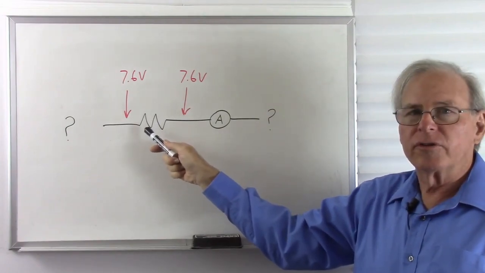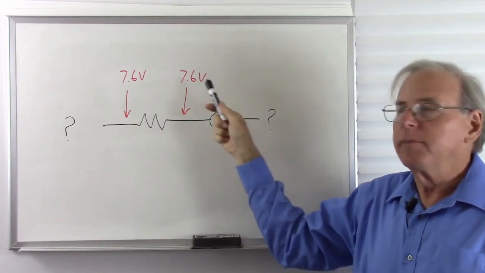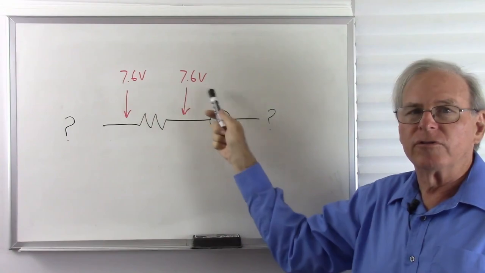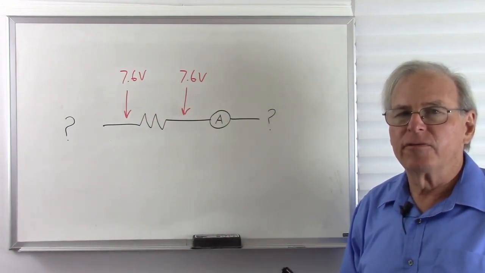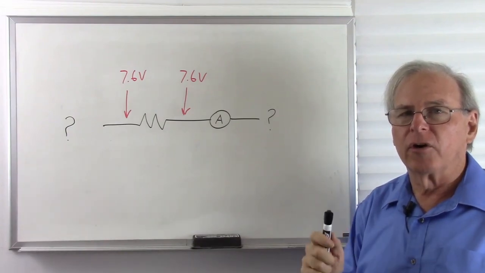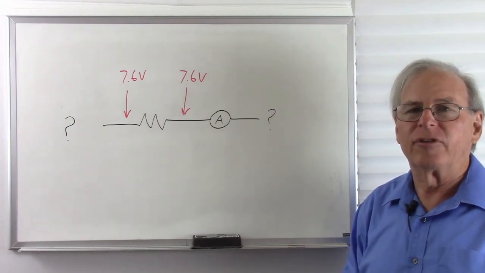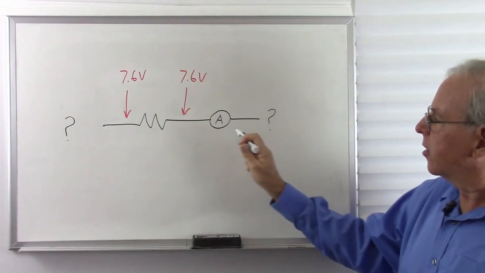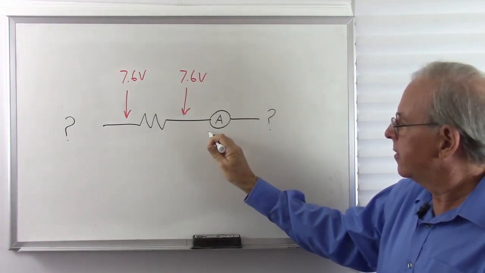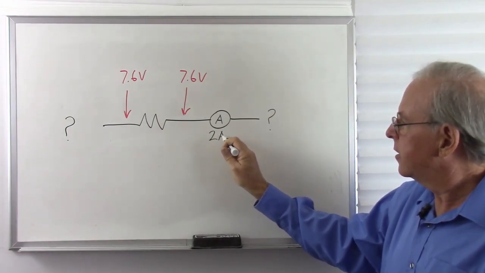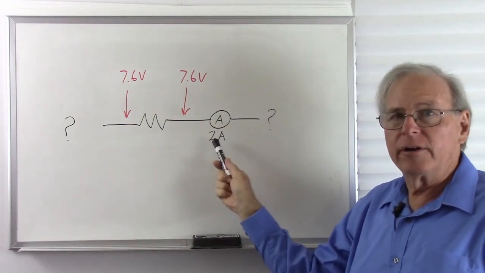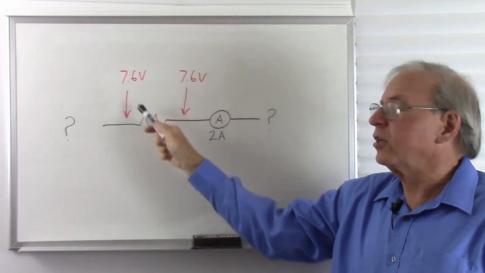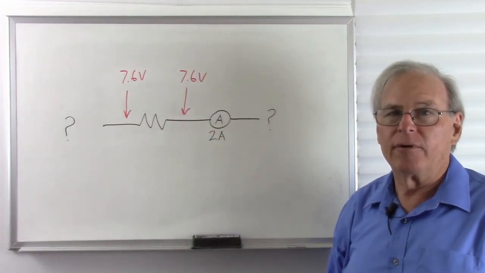We have an unknown resistance and an unknown current, but we do have voltage, and the voltage is the same on both sides of the resistor. So to have a difference in voltage, we must have two things, current and resistance. Let's see which one is missing. The current meter says I have 2 amps. So if I have current, but there's no voltage difference, I must have a bad resistor.